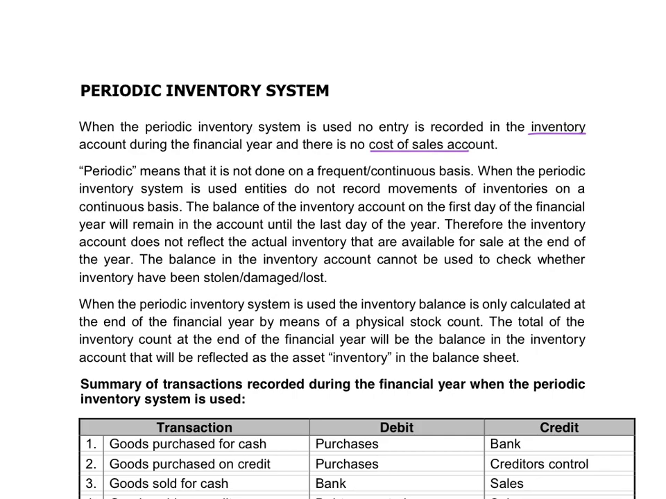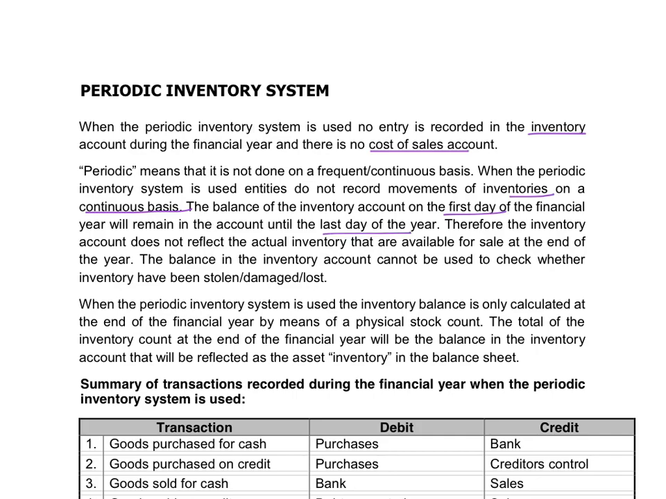Periodic means that it's not done on a frequent or a continuous basis. When the periodic inventory system is used, entities do not record movements of inventory on a continuous basis. So they don't record the inventory that was sold or the inventory that was purchased in the inventory account. It is recorded in different accounts. The balance of the inventory account on the first day of the financial year will remain in the account until the last day of the financial year.